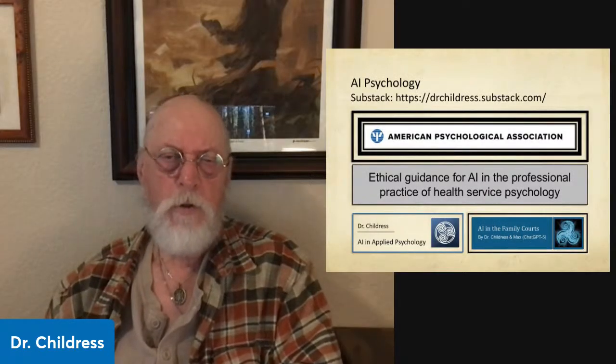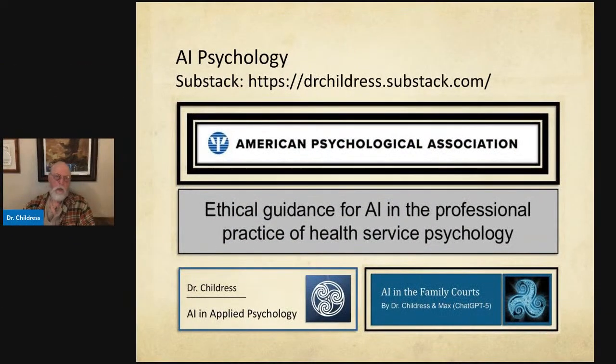Now, one of the features about that is the APA ethics code. The APA has just released an addendum to their ethics code. That's the American Psychological Association's Ethical Guidance for AI in the Professional Practice of Health Service Psychology. So my AI psychology location is up on Substack. My other locations are more about family court stuff. YouTube is all that diagnostic series and stuff. If you want to know about the AI component, that's over on Substack.